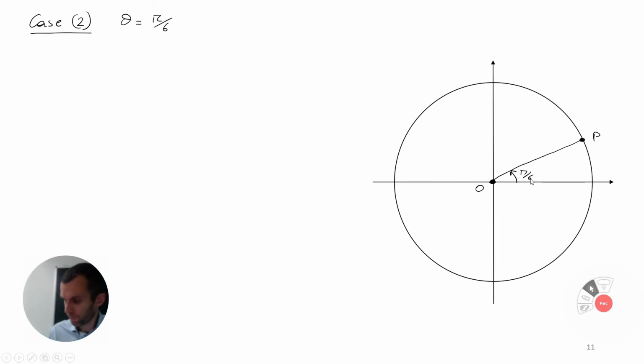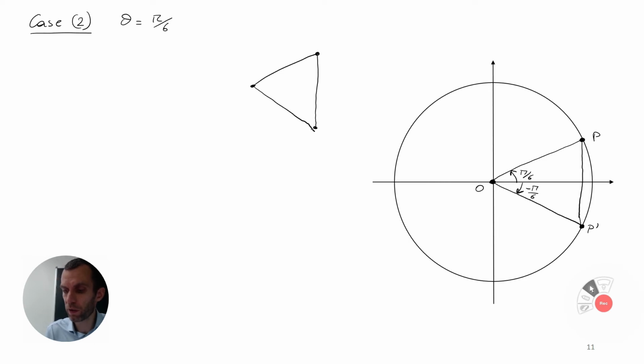So now let's draw the angle minus pi over 6. So this is minus pi over 6. And let's call this P prime. And now let's look a little bit at the triangle that we form by connecting P, P prime, and O. And I'm going to lift that triangle out and put it on its own here so that we can have a look. Okay. Not very nice, but you get the picture.